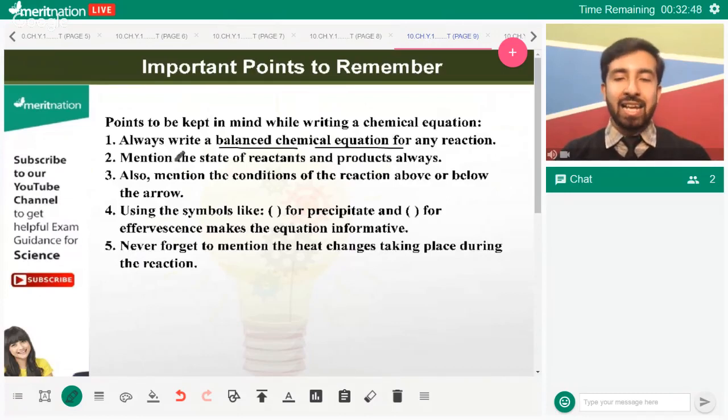And the next thing is always mention the state of reactants and products. Never ever skip mentioning the state of your reactants and the products, that is liquid, solid, gaseous or aqueous. We generally have only 4 states to be mentioned in your chemical equation.